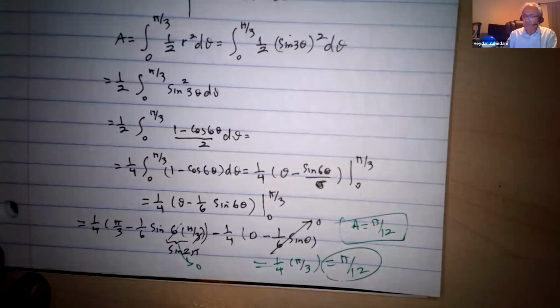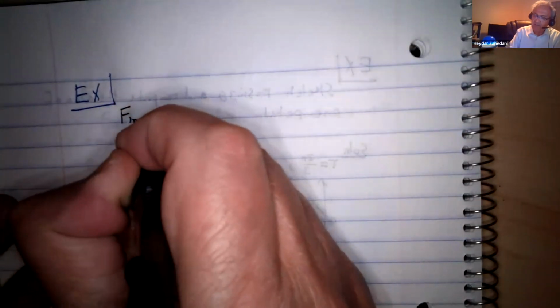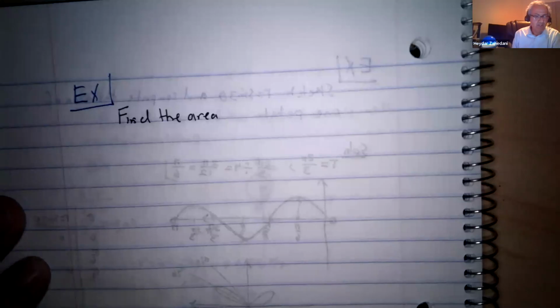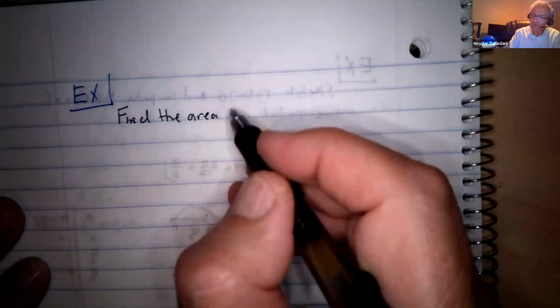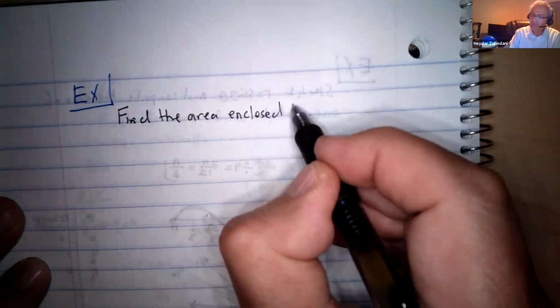limit of integration. I'll give you another one with the even coefficient. Okay, for the even coefficient, we are going to have this one. We want to do an example. Find the area. Area of what? Area enclosed by one loop.